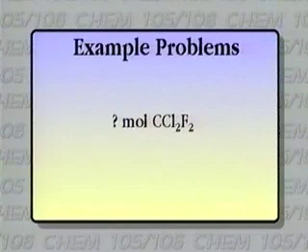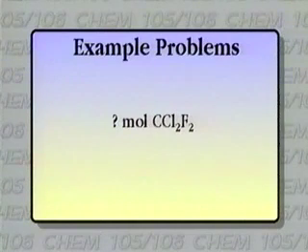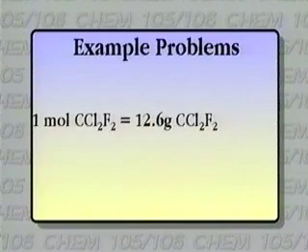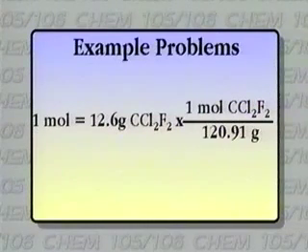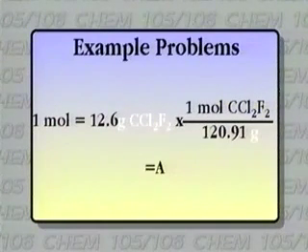The first question I would ask, based on the information we have, is how many moles of CCl2F2 I have. And if I did that, I would say, all right, we have 12.6 grams of CCl2F2 multiplied by 1 mole of CCl2F2 per 120.91 grams of the compound. Now, at this point, I would mathematically calculate the number of moles of CCl2F2.